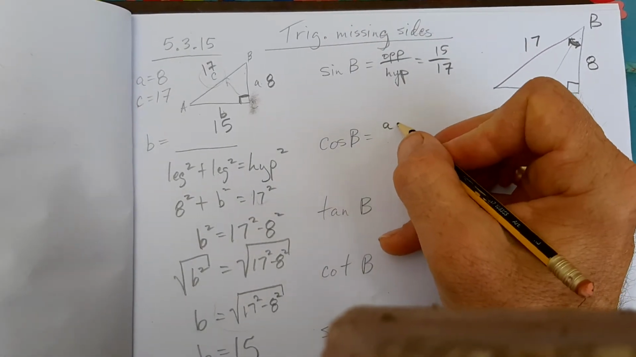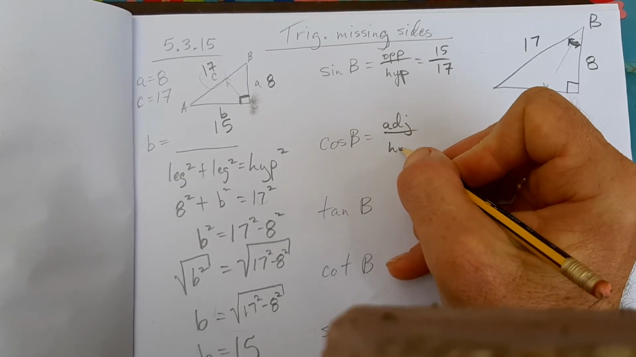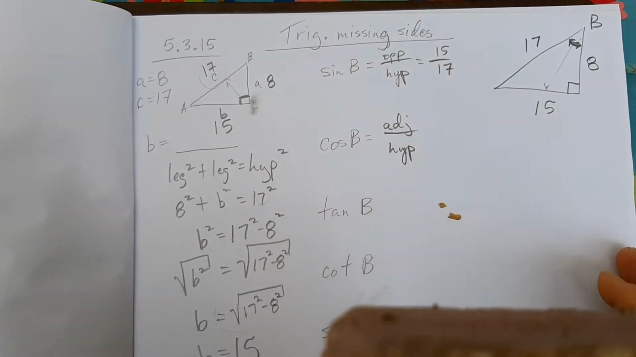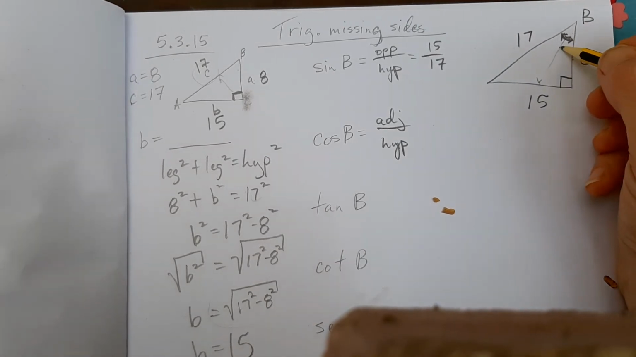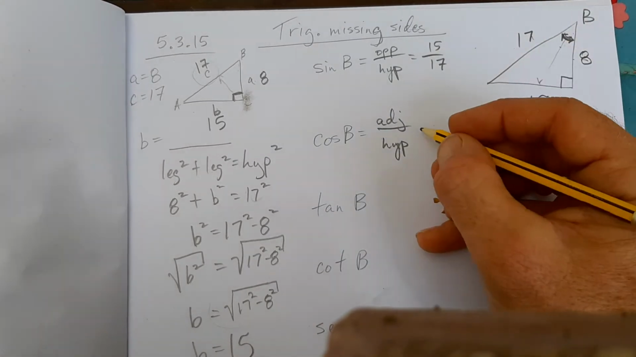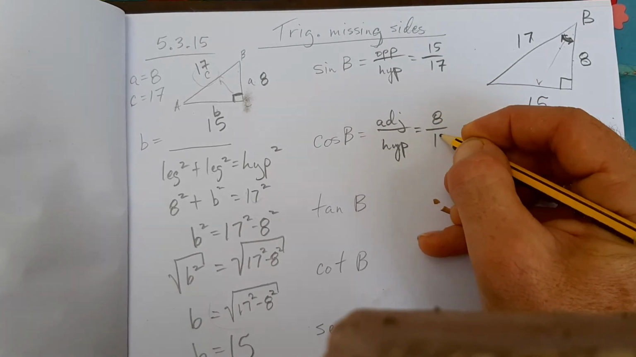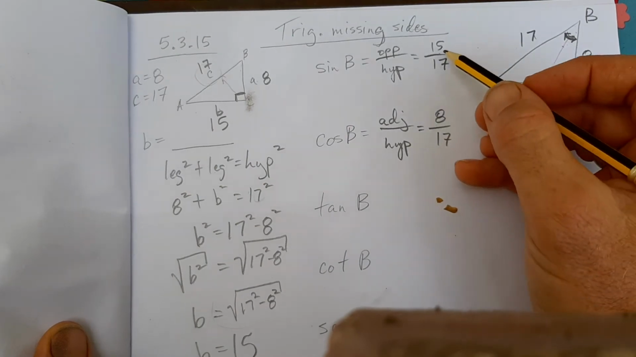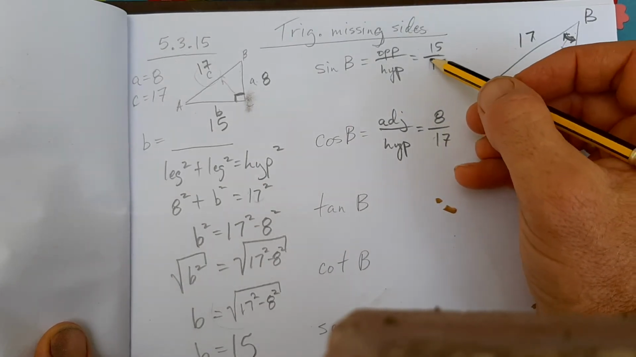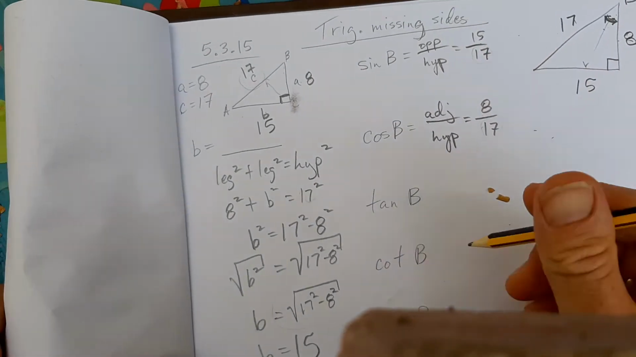Cosine, adjacent over hypotenuse. Adjacent to B, that means next to, right? Right next to it. 8 over 17. Look at that. Sine and cosine are both less than 1, right? Bigger denominator than numerator, right?